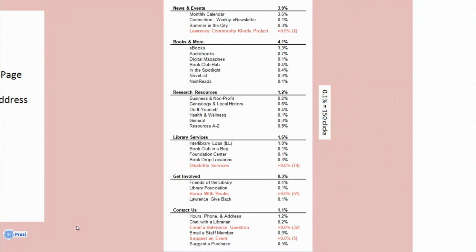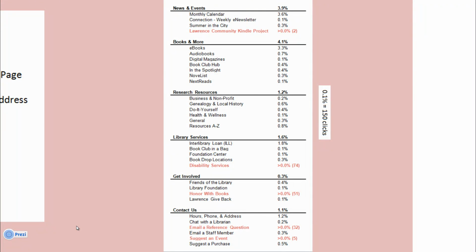Here's an overview of the navigation use over the past year, and what all the percentages mean would be of the people who came to the home page last year on your website. 3.9% of them would then click on news and events, 4.1% would then click on books and more, and so on. And the use of the navigation is pretty even.